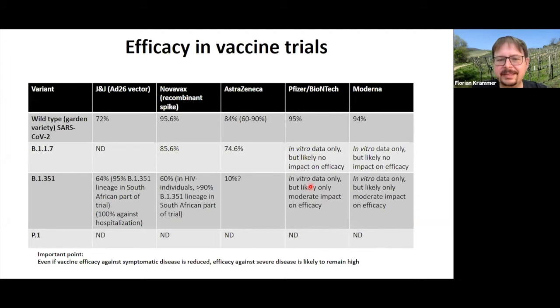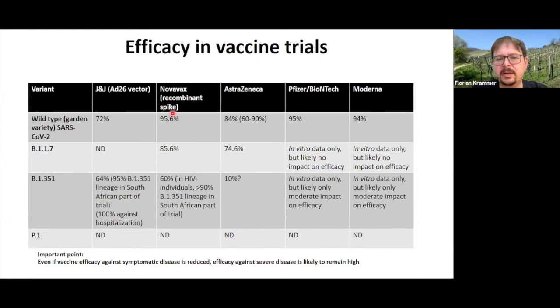What do we know about the vaccines and the variants? So here in this table, I show you the variants on the left side, wild type or garden variety SARS-CoV-2. Then B117 from the UK, B1351 from South Africa, and P1. So for the J&J vaccine that we just started to use in the US, we know it's 72% efficacious against garden variety SARS-CoV-2. We don't know about B117, wasn't tested, but it's probably as good. And then for B1351, we know it's 64% efficacious. So there's a little drop, but it's actually not that drastic, which is great. And for P1, there's just no data.